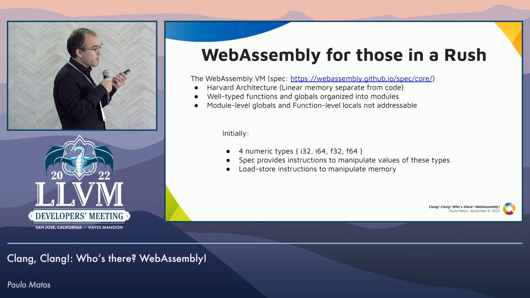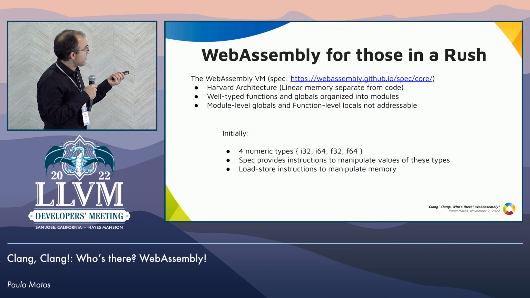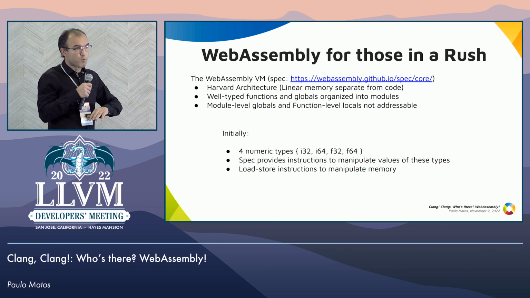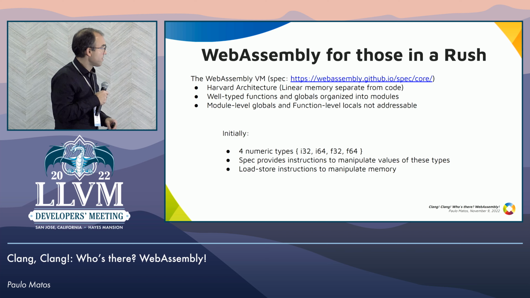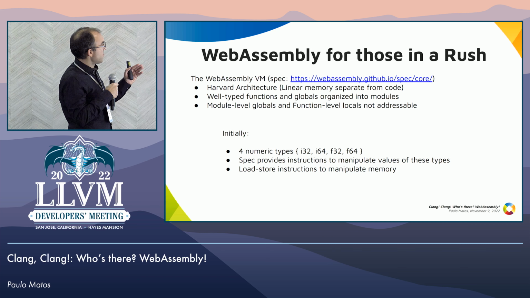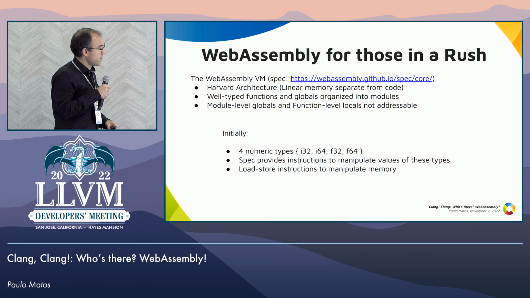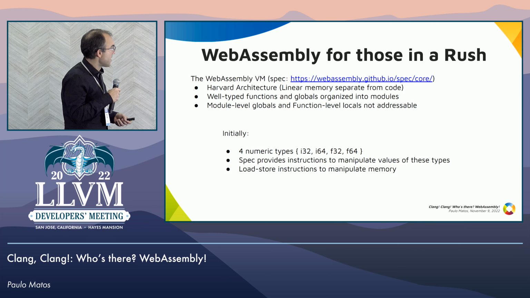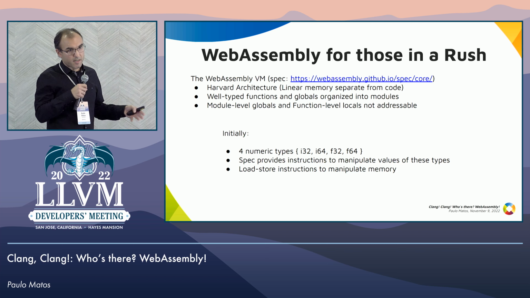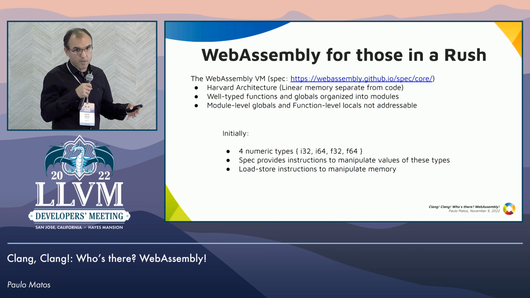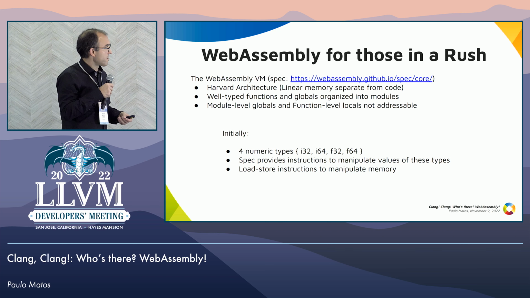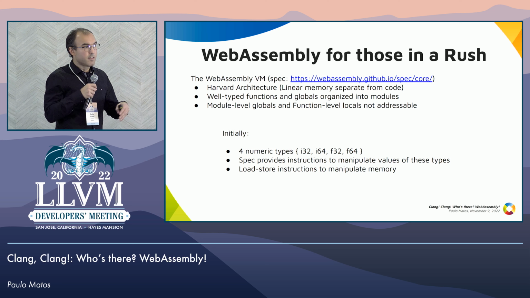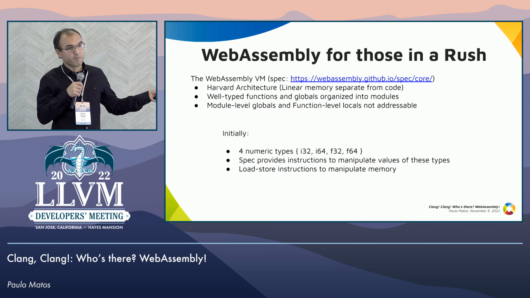And in the beginning, it was a very simple machine, right? It had only 4 numeric types. Those were the only types available in WebAssembly. And those are, as you can imagine, 2 types of integers, 32 and 64 bits, and 2 types of floats, 32 and 64 bits. And we had a specification that would provide instructions to manipulate these types, and load and store instructions to manipulate the memory. The memory is what we call the linear memory. It's literally just an array of bytes.